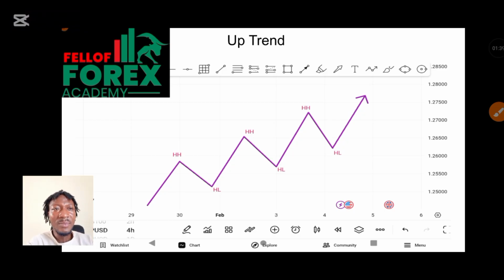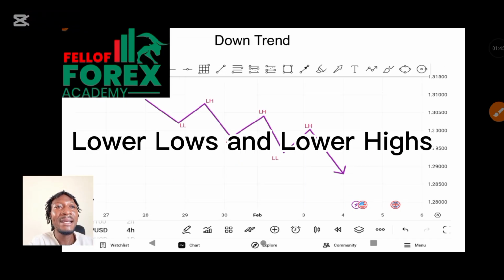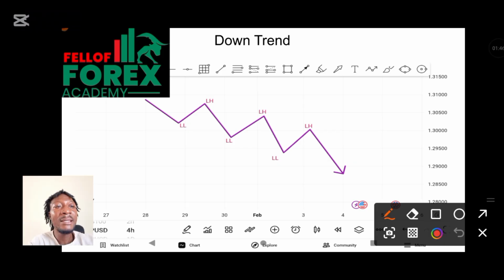While in a downtrend, we have the opposite, which is lower lows and lower highs. So here in a downtrend, you see something different. You see, we have something like this. LL stands for lower low, while LH stands for lower high. Lower lows, lower highs, lower lows, lower highs.